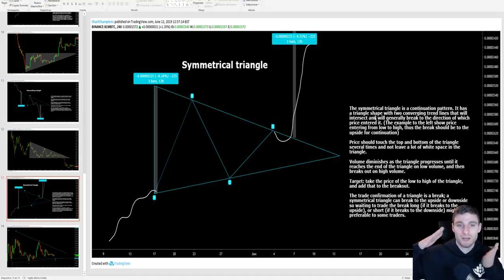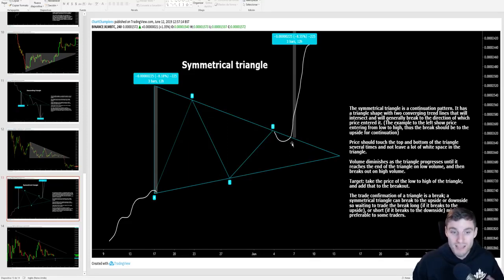Okay, but its two lines are converging in on each other. They converge in on each other. So again, as with the other two triangles, price should touch the top and the bottom of the triangle several times and not leave a lot of white space. And again, the volume will diminish and go downwards essentially as you are progressing through the triangle, and then you have an increase in volume on the break.